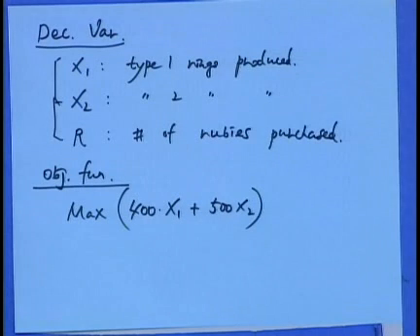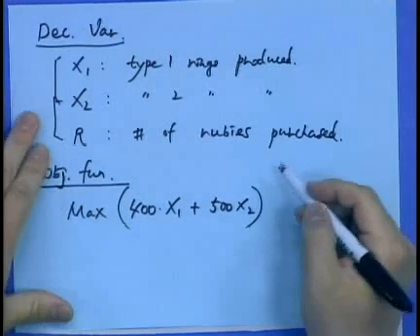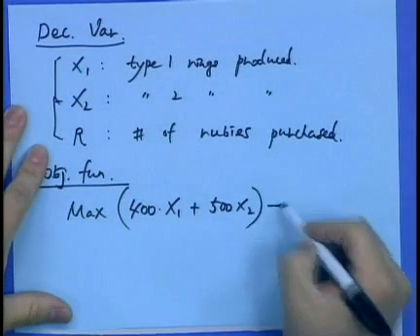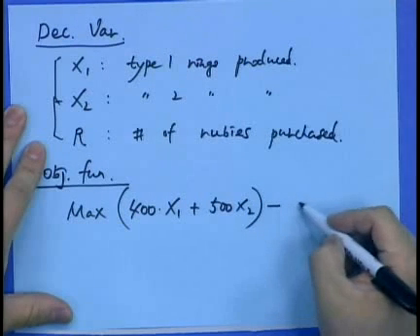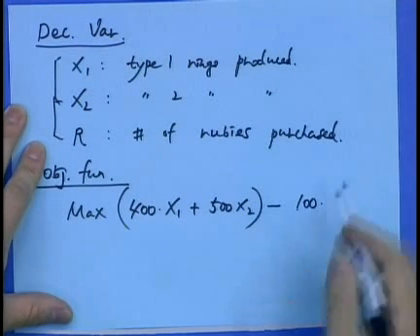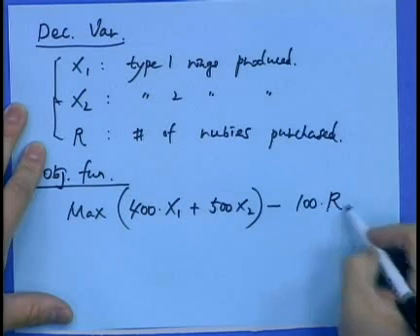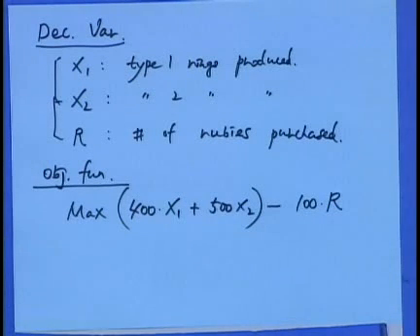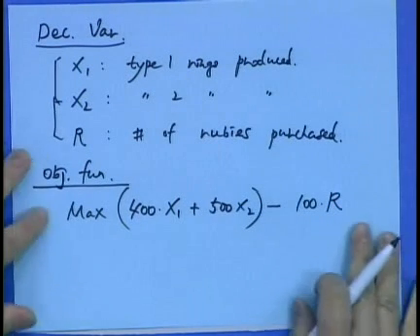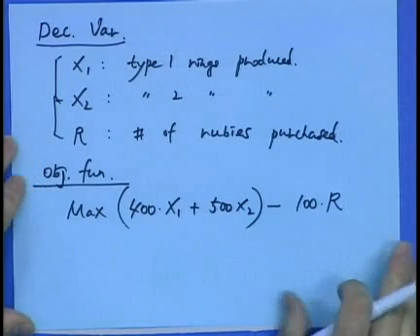Is that all? What about the cost for extra rubies purchased? You need to subtract $100 times the number of rubies purchased, right? So this is our objective function.